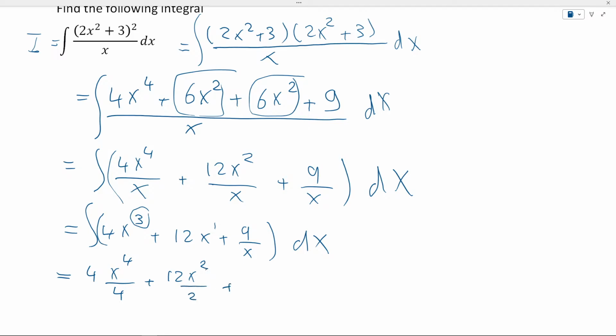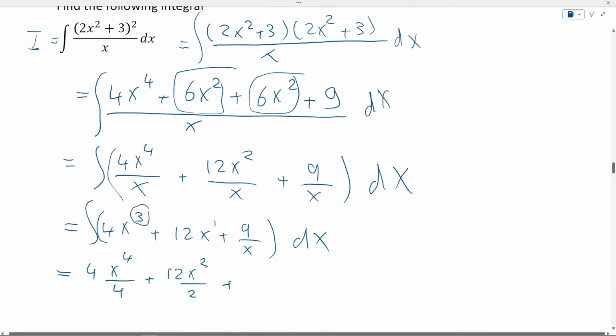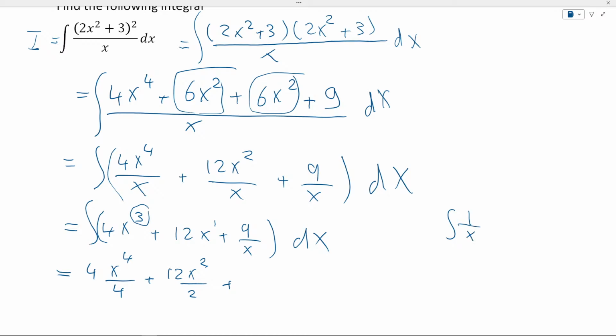Plus, remember this one has a special case. The integration of 1 over x is equal to ln x plus a constant. So that's a special case, and it would be 9 ln x, and then plus some constant.